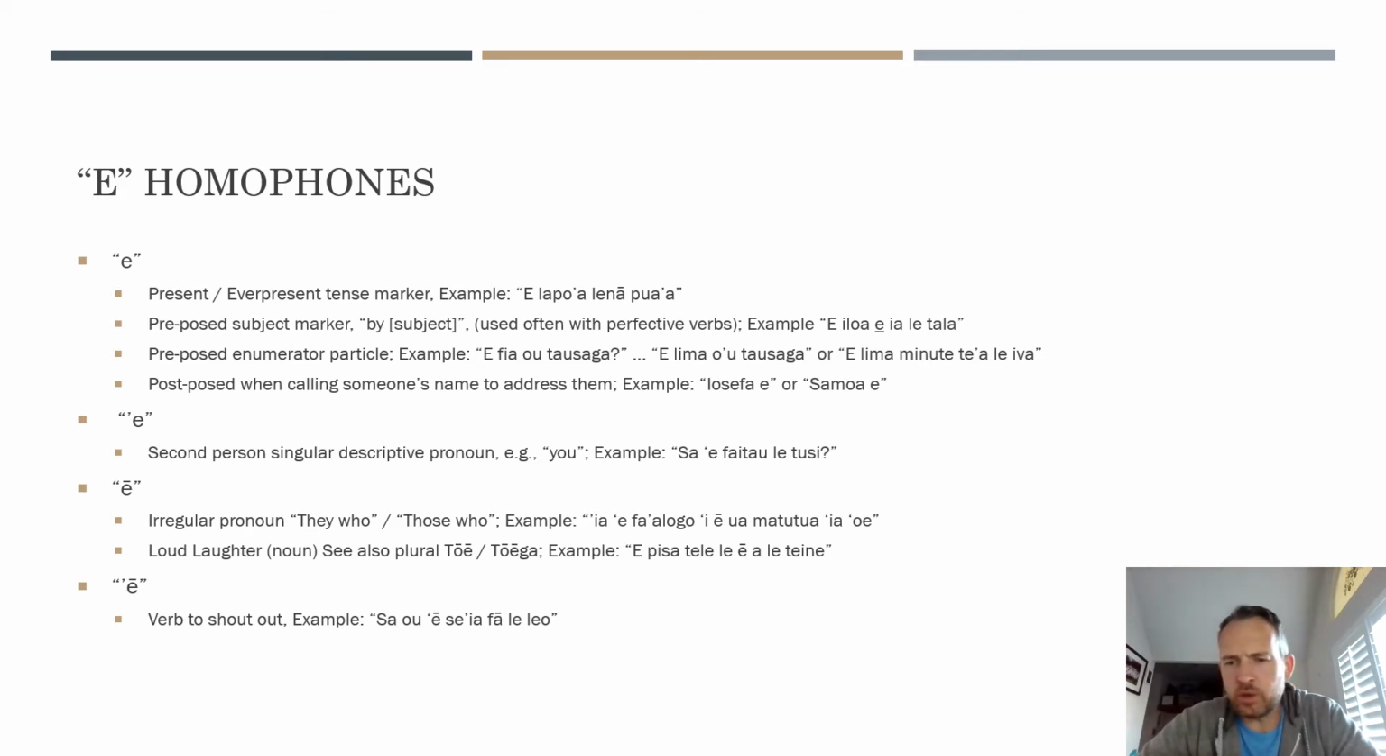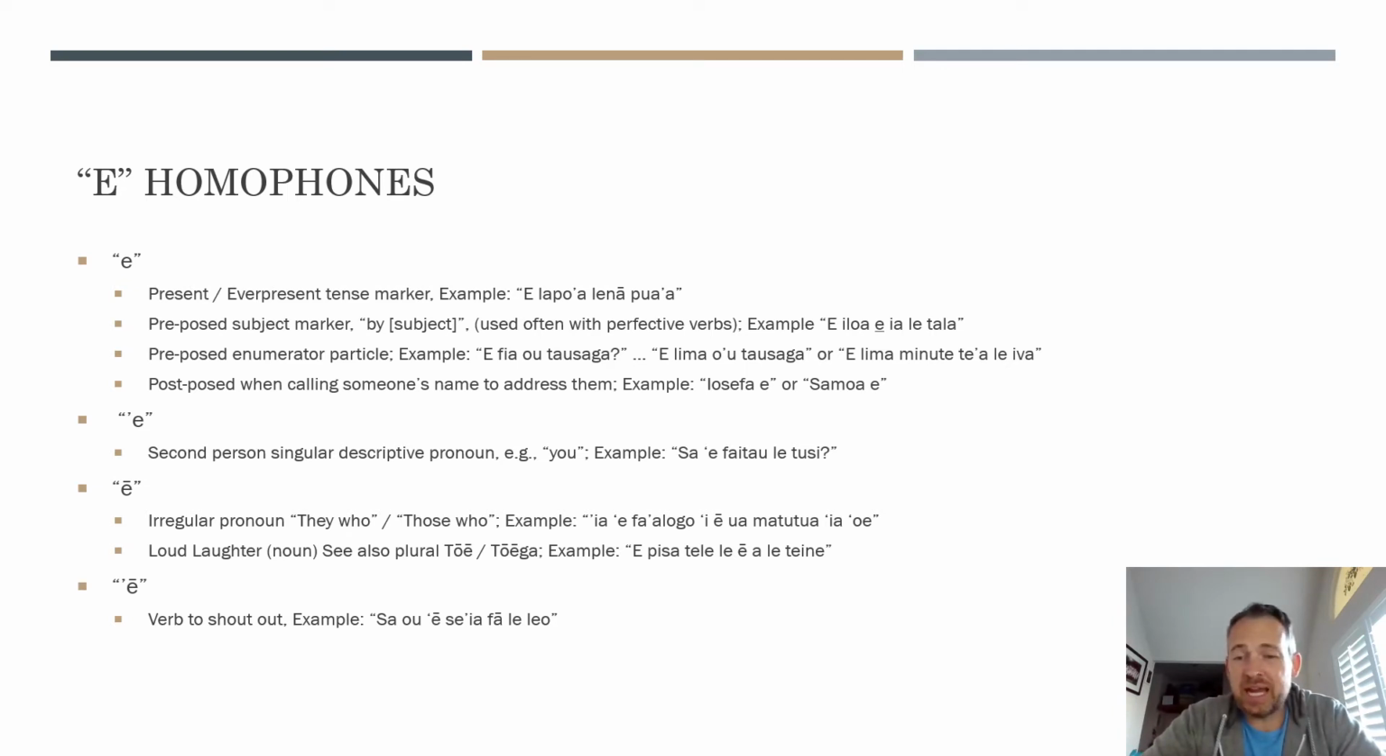Finally, it's the letter E with a macron and a glottal. And really, I only know of one meaning for this one, and that's basically to shout out. To me, it feels related to the laughter one, but it's more of a shout. It's not a laugh. So our example here would be sa ou e seia pa le leo.